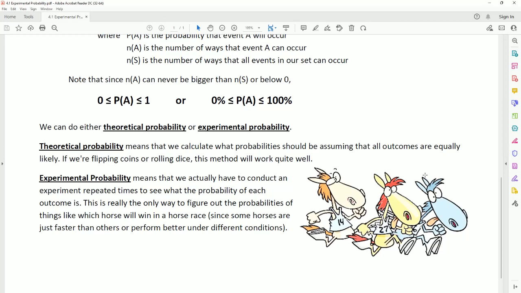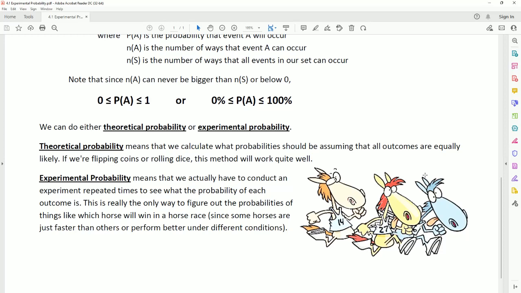Now, the interesting thing is we can do something that could be theoretically solved experimentally, and we're actually going to do that very shortly. But then there are things that are experimental that you have absolutely no way of doing theoretically. So for instance, if I said we're going to flip 10 coins, what's the probability of getting 5 heads and 5 tails? That one is something we could do theoretically, but we could also do it experimentally.